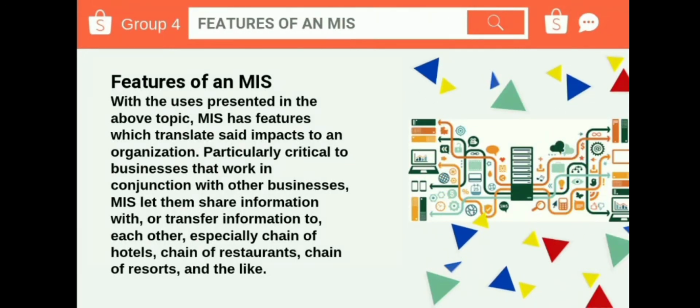Features of an MIS. With the uses presented in the above topic, MIS has features, which translate said impacts to an organization, particularly critical to businesses that work in conjunction with other businesses. MIS lets them share information with or transfer information to each other, especially chain of hotels, chain of restaurants, chain of resorts, and the like.